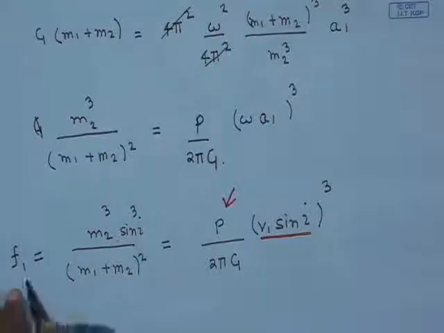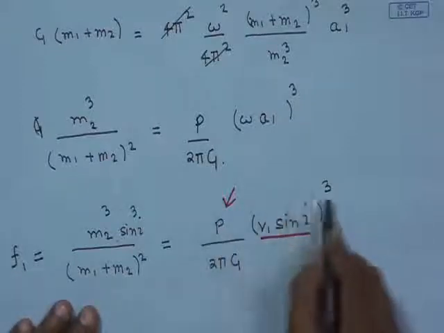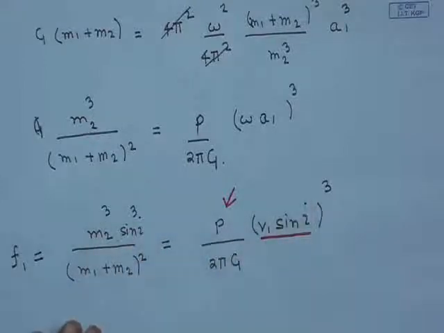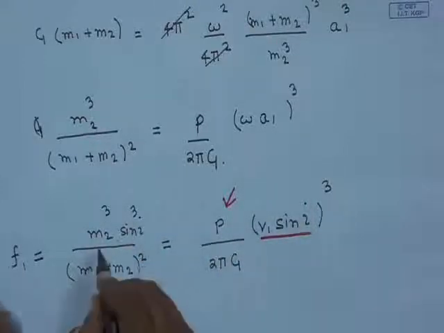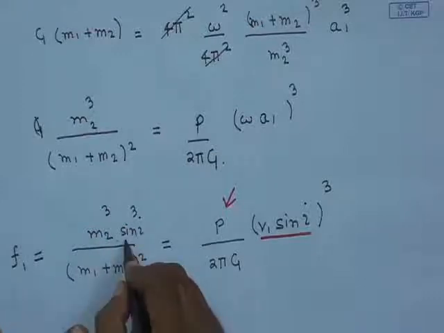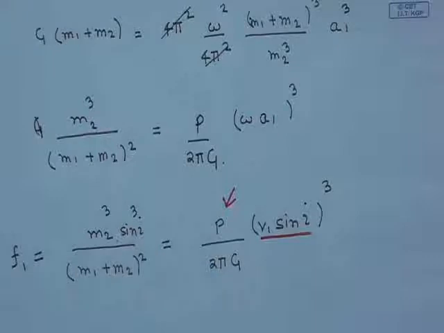This is called the mass function of the object 1, and this is something that can be determined observationally. From the theory of orbits, it is equal to m2 cube by (m1 plus m2) whole square into the sine of the inclination angle cube. It has the dimensions of mass, but it is not directly the mass of any of the objects.